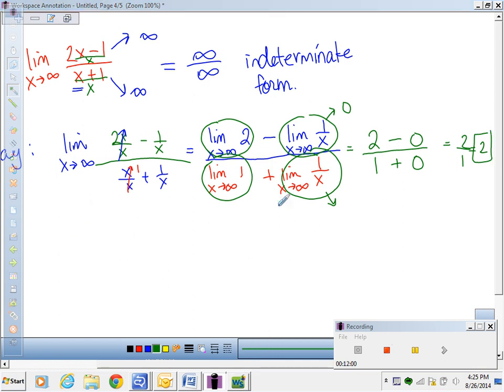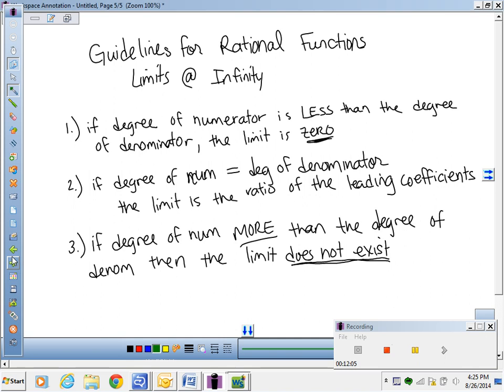So now I'm going to show you the shortcut. Okay? Here are some guidelines for rational functions, limit at infinity. If the degree of the numerator is less than the degree of the denominator, then the limit is 0. So if I had the limit of, say, x plus 1 over x squared minus 5 as x approaches infinity, look at the highest degree. This is 1 and that's 2, so the bottom is bigger, so my limit is 0.